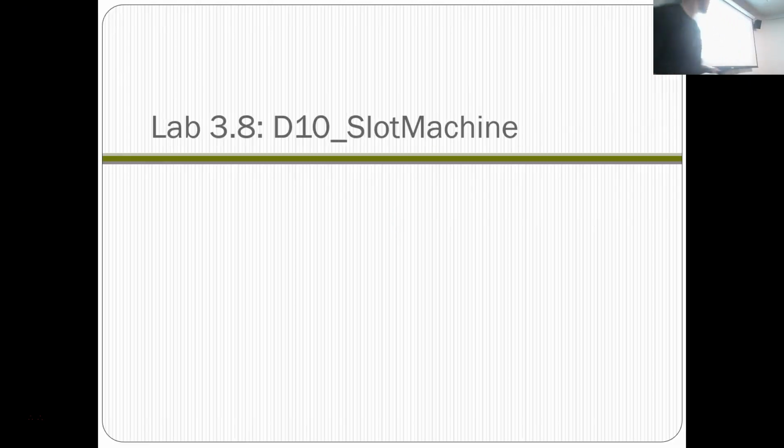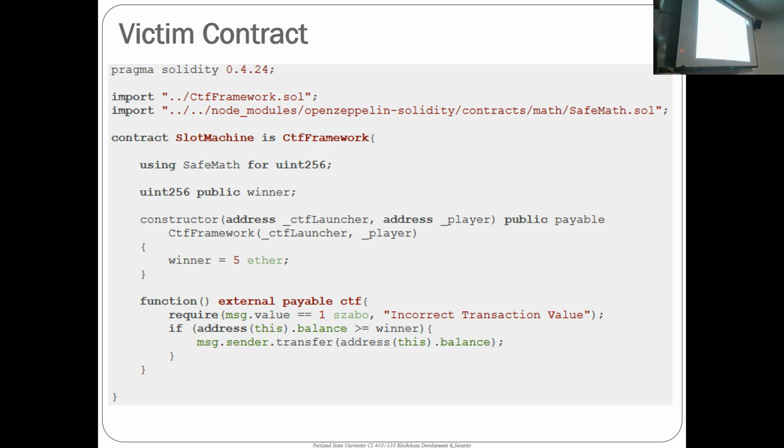So the first one is slot machine. So here is the victim contract. This one's pretty trivial, actually. This is probably the easiest one outside of donation. The other two are hard.